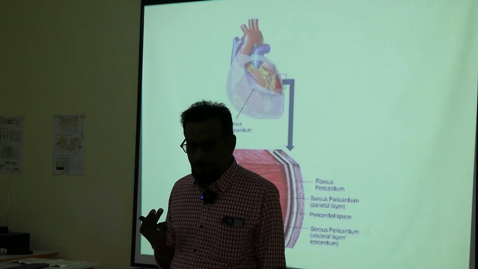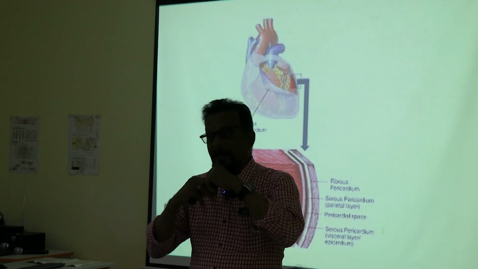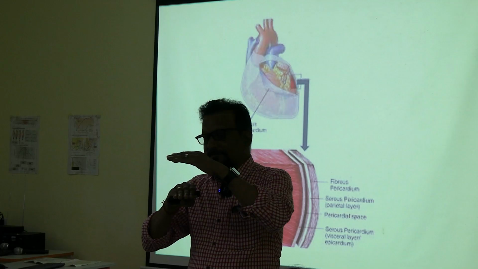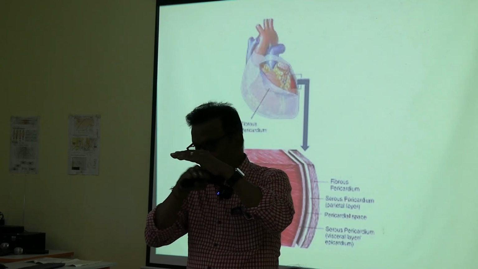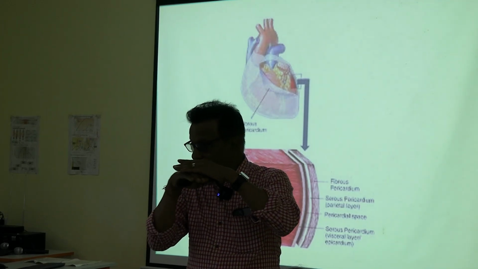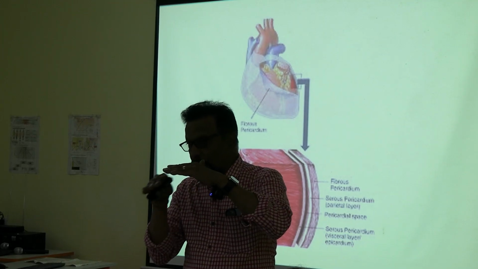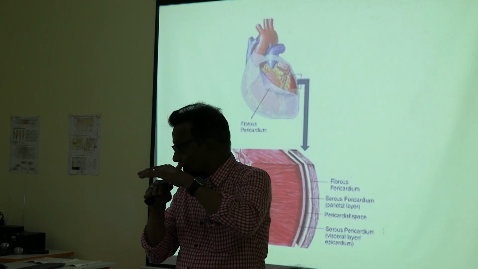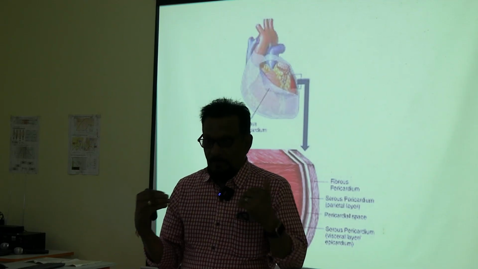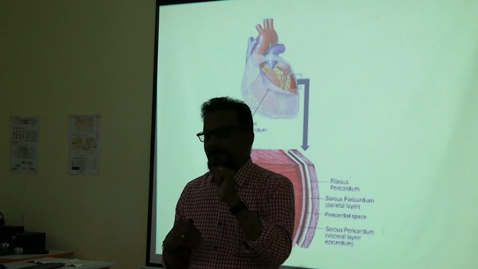Why is it needed? The outer pericardium, the fibrous layer, is fixed. It is non-elastic. Okay. So the heart is sometimes contracting, sometimes relaxing, moving like this. So it may cause friction, and friction may cause damage. So if one lubricant lies in between, then there will not be friction between the two layers. The fluid will prevent this friction. So that's why it is needed.